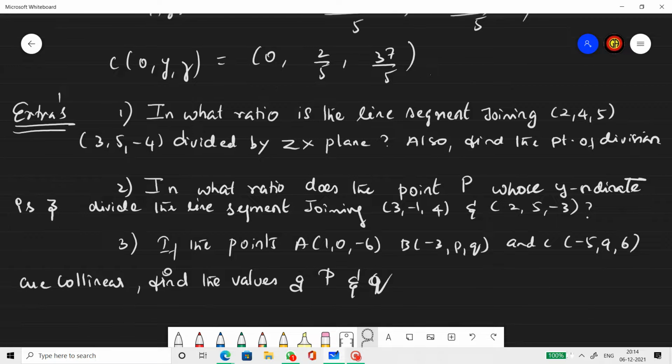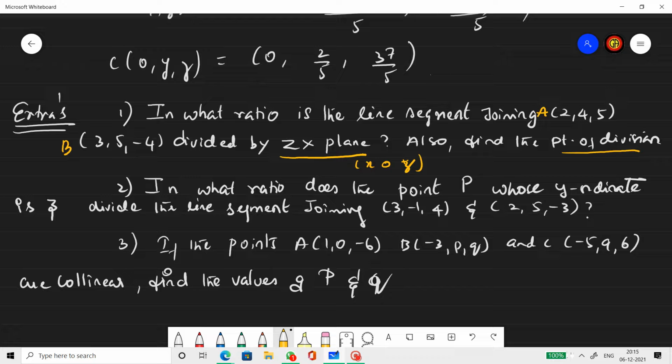Now few more questions in order to practice this concept. In what ratio is the line segment joining AB, let's consider this as A, this as B, divided by the ZX plane? So if it's a ZX plane, the point of division is x comma 0 comma z. And you equate the y coordinate to 0 and we find the ratio. Then you find the point of division also.